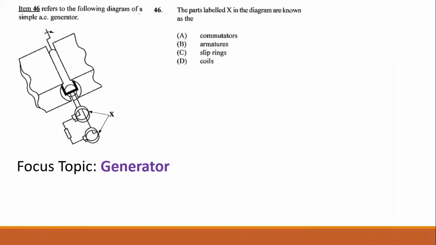At number 46. Now we have a diagram here of a simple AC generator, and we are asked to label part X. Now we know that in a generator, these components are rings, and we call them slip rings. In the motors, we use split rings, but because this is a generator, it is the slip ring, and that's option C.